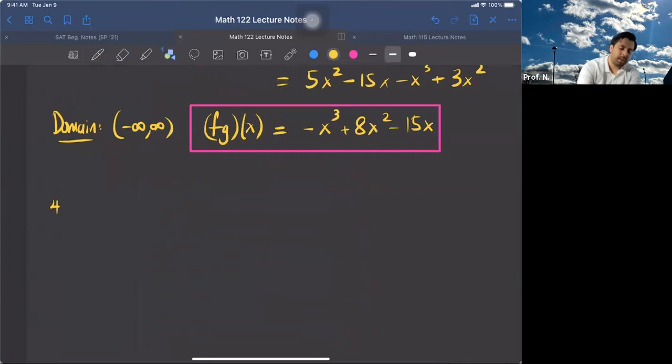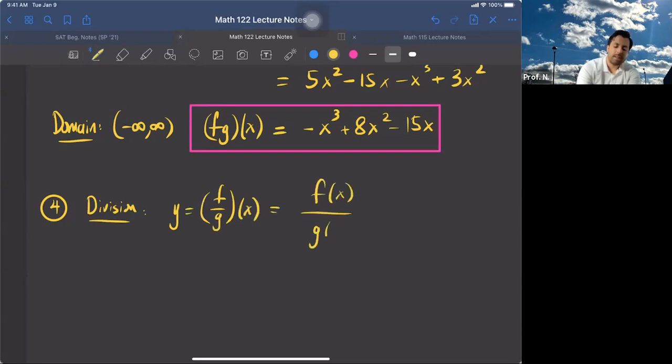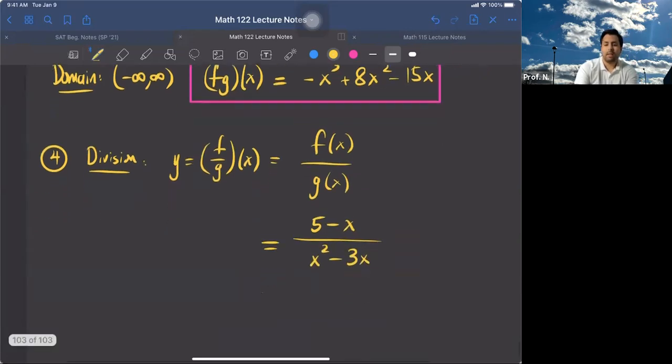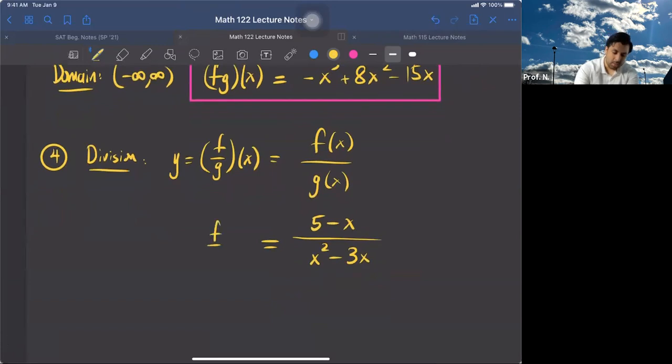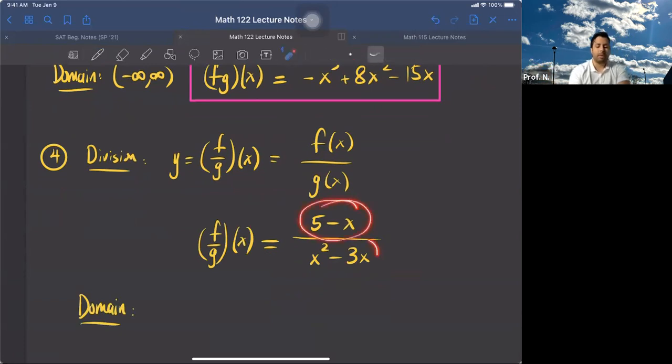But now we have to pay a little bit more attention when we divide. So what happens when I divide them? f divided by g of x. Well, I'm taking f of x as my numerator, g of x as my denominator. What's f of x? 5 minus x. What's g of x? x squared minus 3x. And that's it. I can't do much after that, right? But then what's my domain? My domain would be all real numbers because the numerator is all real numbers, the denominator is all real numbers.